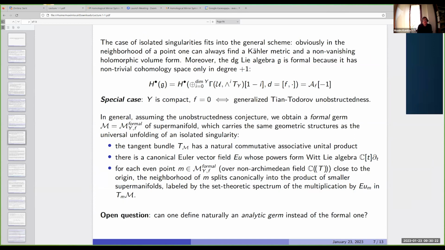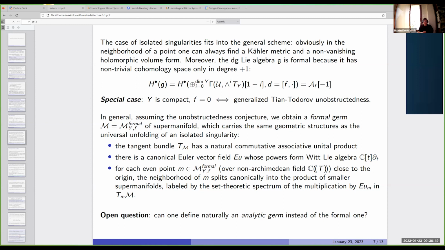So first, this picture contains a case of isolated singularities. If you have isolated singularities, then in the neighborhood of any point, one can always find a Kahler metric. Just introduce any coordinates, choose a Kahler metric, and a non-vanishing holomorphic volume form. Again, introduce any coordinates and a constant volume form. So it's absolutely for free.